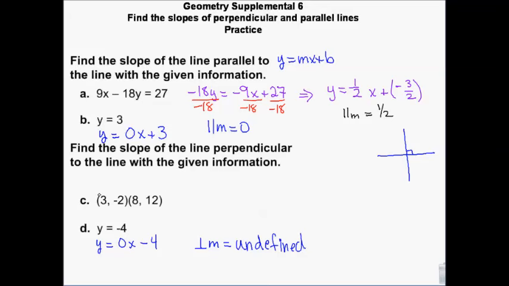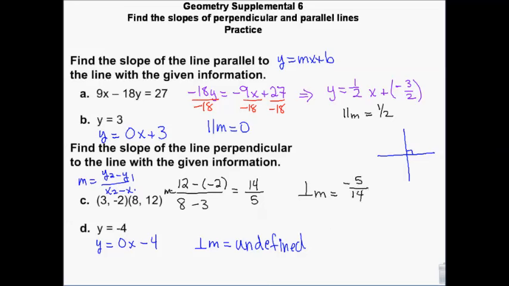Down here, to find that, I'm going to have to use the slope equation. So I would plug in 12 minus negative 2 and 8 minus 3, giving me 14/5. And that doesn't reduce, I don't have to divide it, I just leave it that way. 14/5, that's my slope. My perpendicular slope is going to be negative 5/14. Okay?